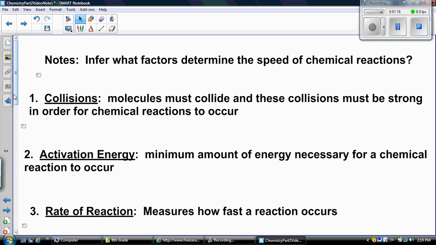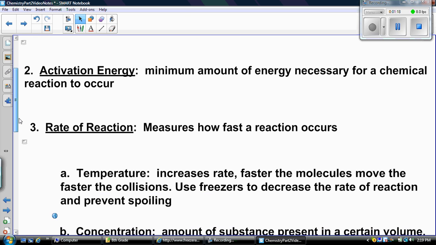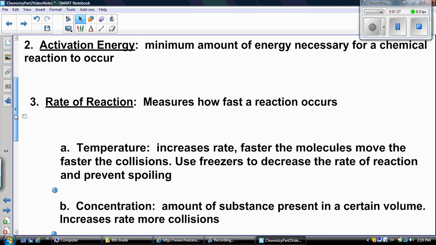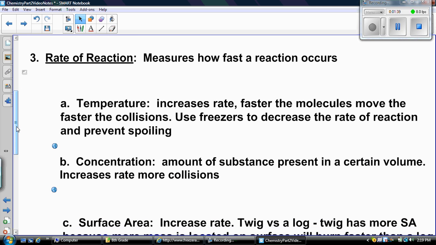Okay, so in order for a reaction to occur, you have to have what's called an activation energy. This is the minimum amount of energy necessary for a chemical reaction to occur. So chemical reactions have to just have a base amount of energy for those atoms and compounds to collide. So now let's look at how fast those reactions can occur or how slow. That is called the rate of reaction. It measures how fast a reaction is going to occur.